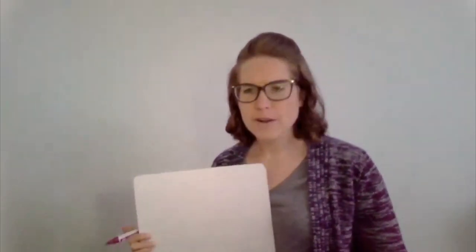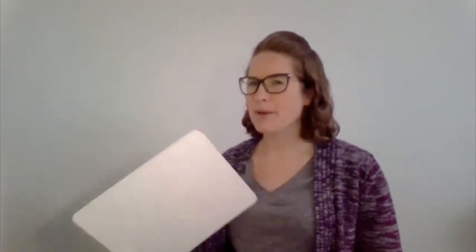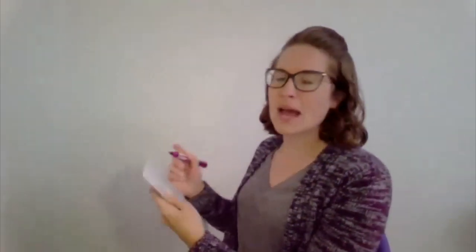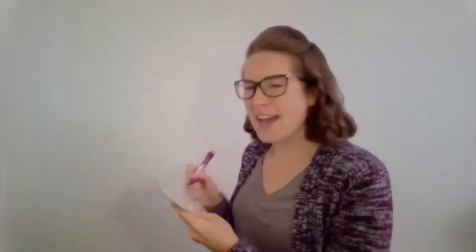So her problem said Levi had 7 pet turtles. Mason had 6 pet turtles. How many turtles did the boys have in all? What's the first thing you should have done when you saw that problem? We read it, and then we need to draw. Very good, draw. So I'm going to draw 7 pet turtles.